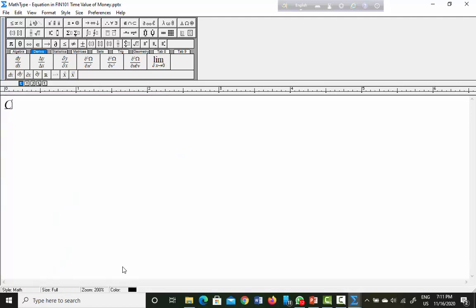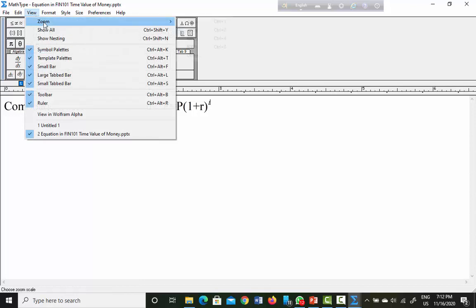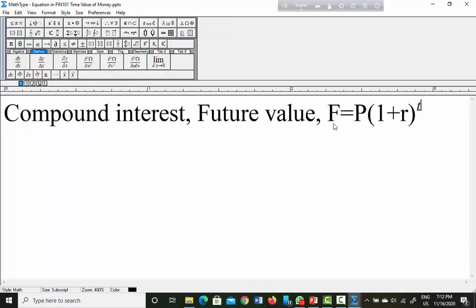So if you are using the compound interest formula, the future value F is equal to P into 1 plus r power t. Here F means future value, P means present value or the initial investment, r is the interest rate, and t is the period of investment. So F is equal to P into 1 plus r power t.